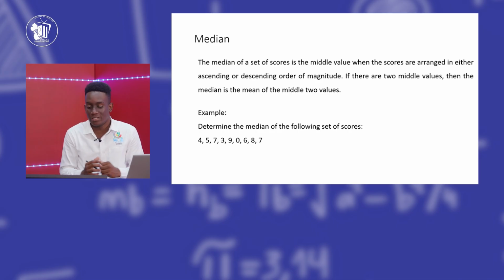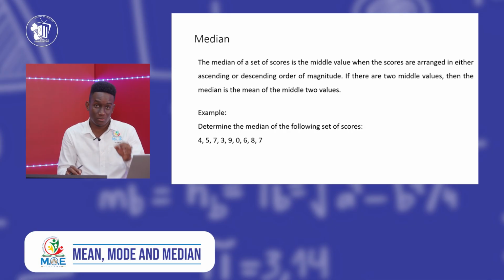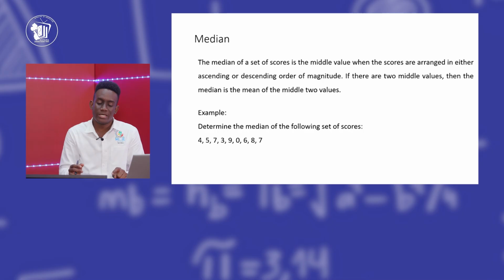The median of a set of scores is the middle value when the scores or numbers are arranged in either ascending or descending order of magnitude. By ascending we mean going up, descending we mean coming down. So we can say either from lowest to highest or from highest to lowest. Now if there are 2 middle values, then the median is the mean of the 2 middle values. So if you have 2 numbers in the middle, you add them and divide by 2, and that will give you the median.